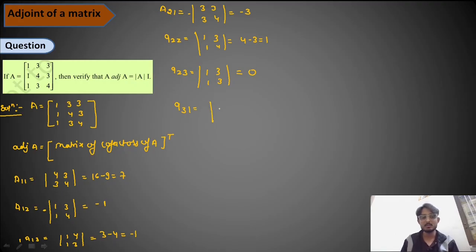So we'll get as 3 4 4 3 3. Third row and first column. And 3 plus 1 equal to 4. This is an even number, so we will not change the sign. 3 nines are 9, 4 threes are 12. 9 minus 12 equal to minus 3.